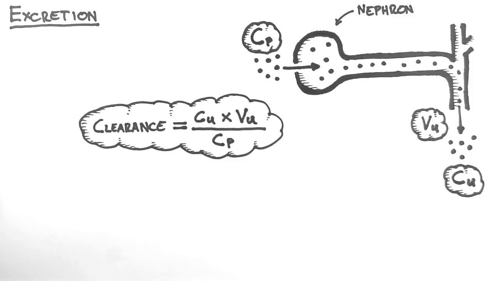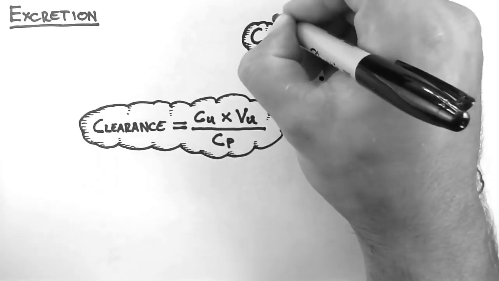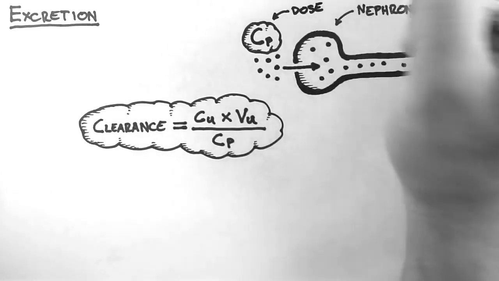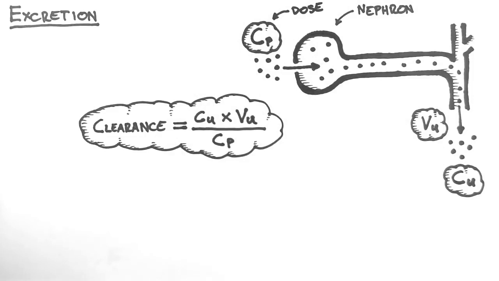So let's look at the factors which affect these values. The concentration in the plasma is primarily related to the dose of the drug being given. The more drug, the higher the concentration in the plasma. The volume of urine produced is mostly related to the glomerular filtration rate. Hence, people with kidney disease who have a low glomerular filtration rate will also have a lower clearance. Thus, drug dosing may need to be adjusted as they will not get rid of the drug as quickly as someone with normal kidneys.